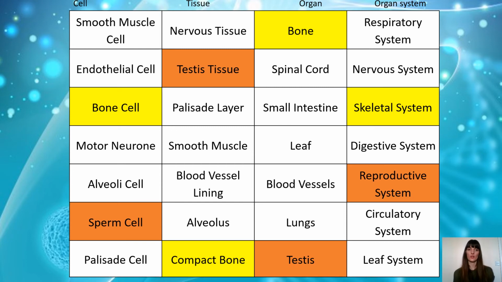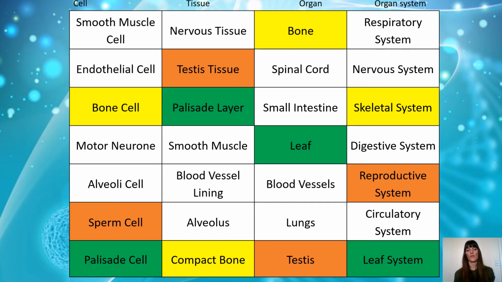So the next one we're going to do is the palisade cell. So pause the video here and figure it out for me. So hopefully you got that the palisade cell makes up the palisade layer tissue that is part of the leaf, which is an organ, which is part of the leaf system.